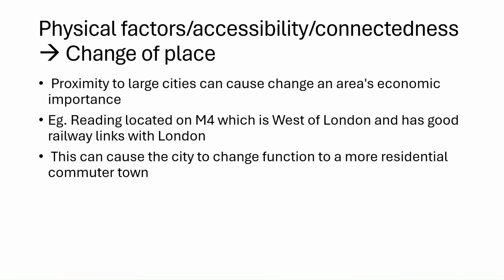So how do physical factors like accessibility and connectedness change the function of a place? Obviously, the proximity to large cities can cause a change in an area's economic importance. So Reading, which is located on the M4, west of London, and has good railway links with London, has become more of a residential commuter town, purely due to its connectedness to London. And since it's cheaper than London, a lot of people choose to commute in from close by towns. That's an example of physical closeness and how that changes the function of an area.